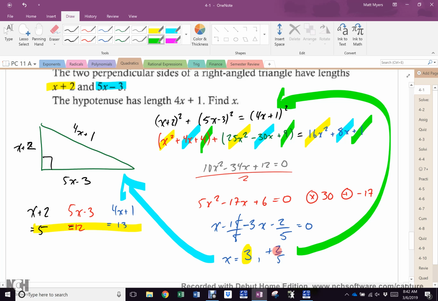Now, those are the yellow ones. Now what happens if I run that one through? What's 2/5 plus 2? It's 2 2/5. What's this? What happens to the 5s? Cancel, leaving me with 2 minus 3. What's that? -1. How can that distance be negative?